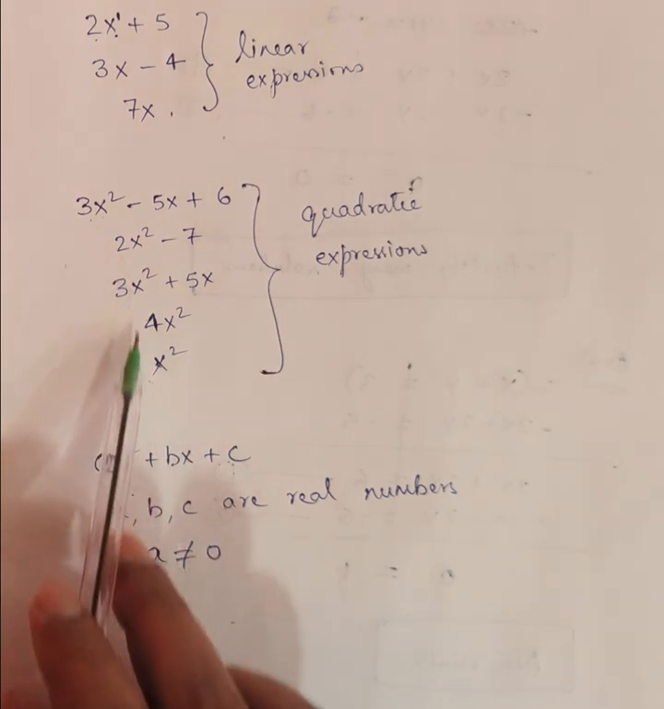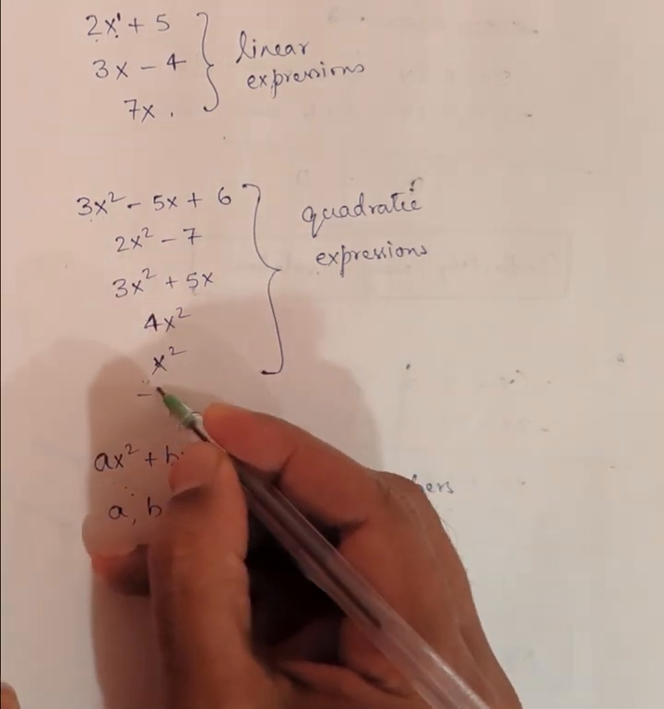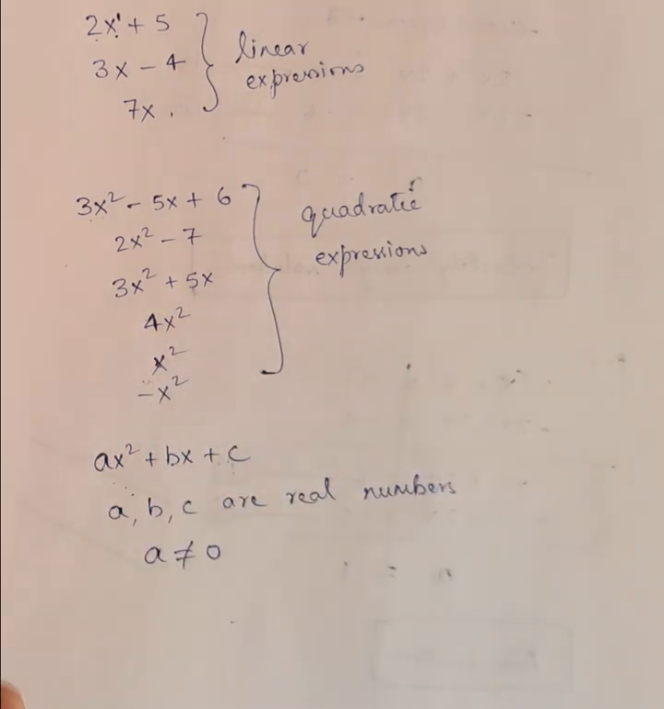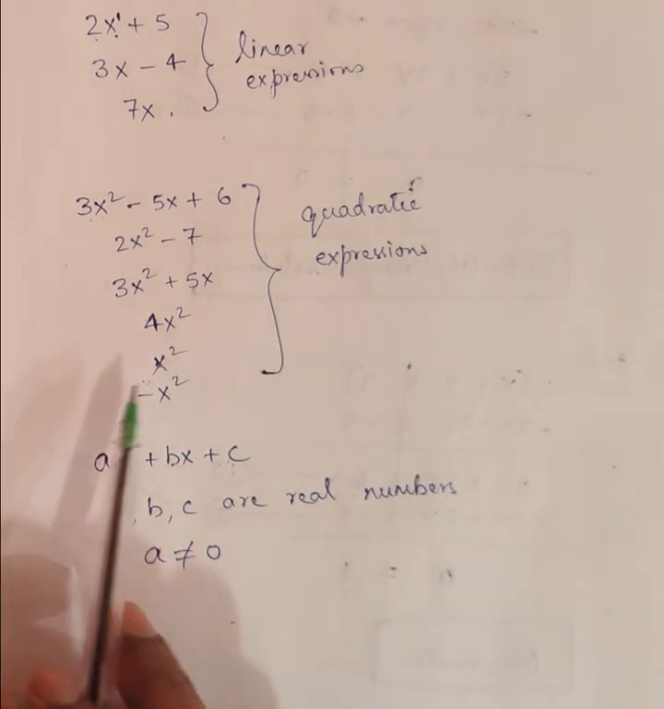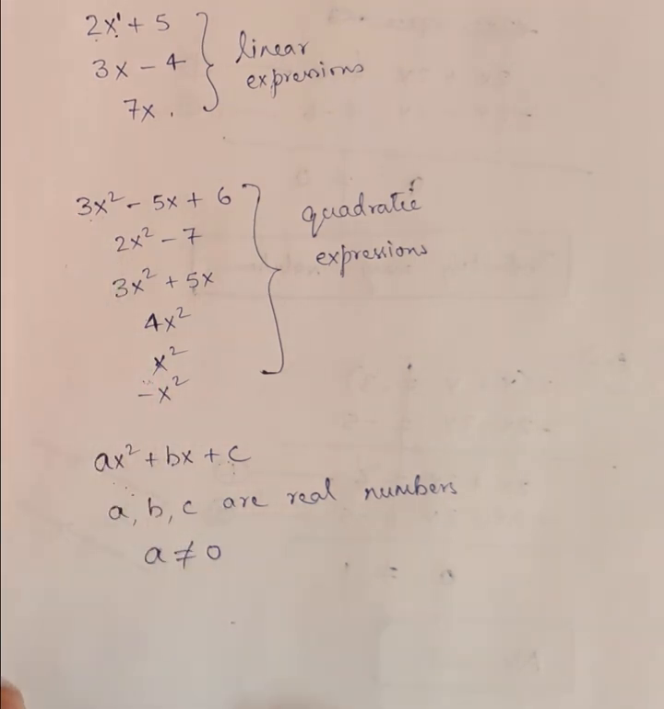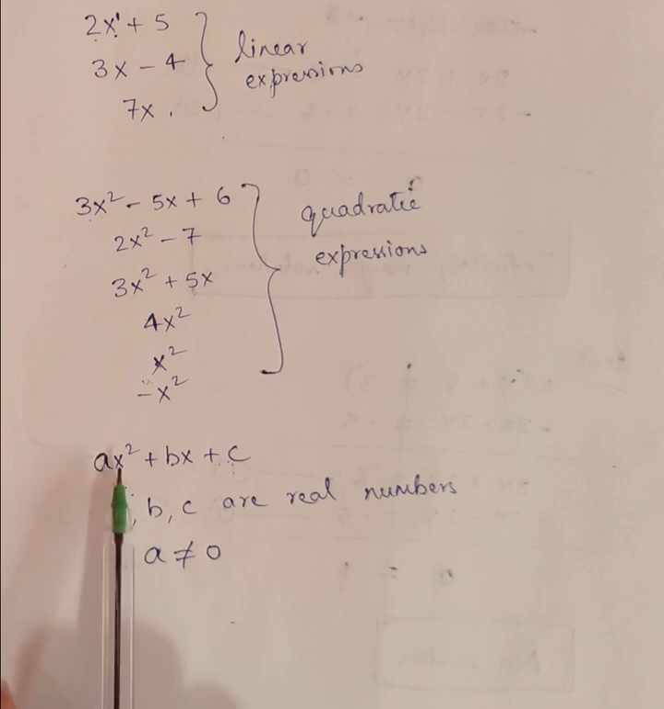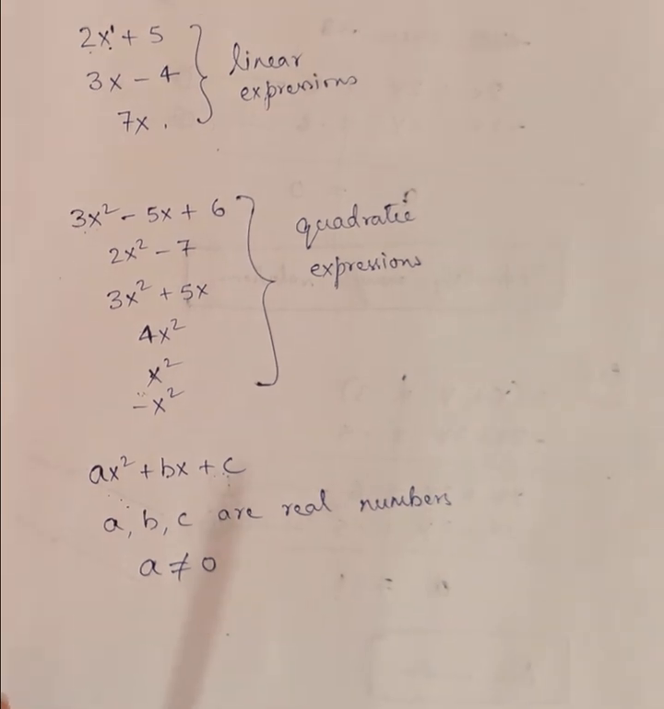I did not write any such expression, but let's introduce one more here. Negative x square. I don't want you to think that x square always has a positive coefficient. You can have a negative coefficient as well. The only thing is if a is 0, that means you don't have a quadratic expression. You only have a linear expression. So that's why a cannot be 0.